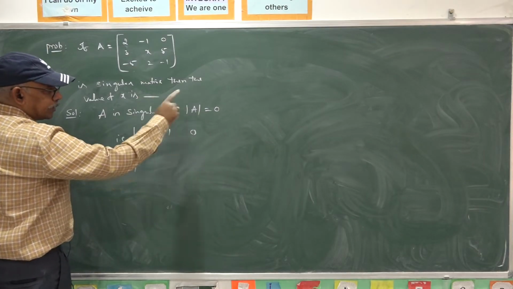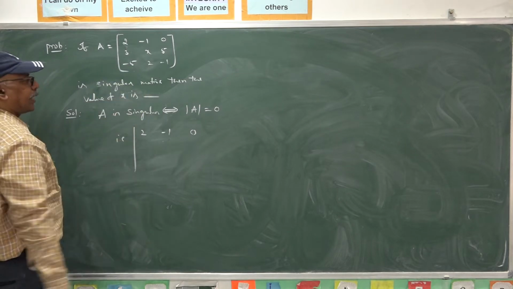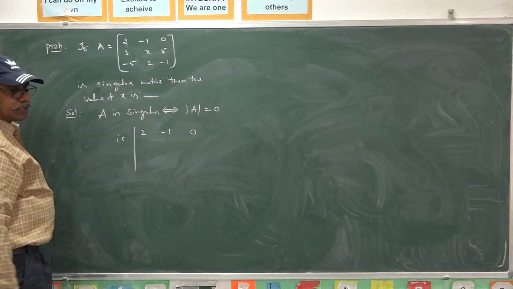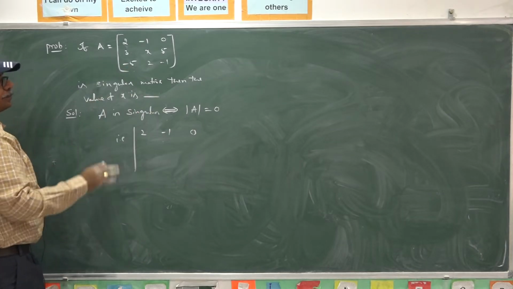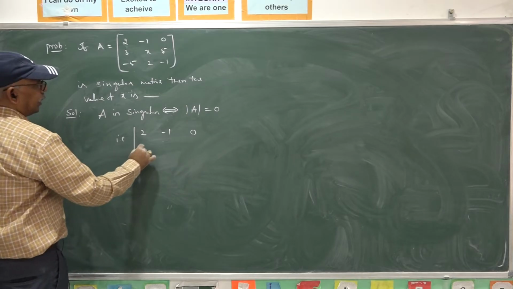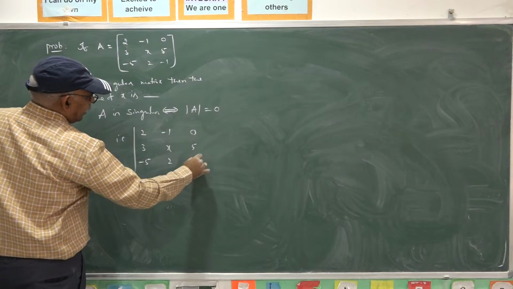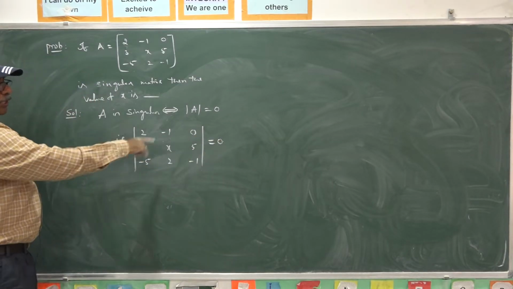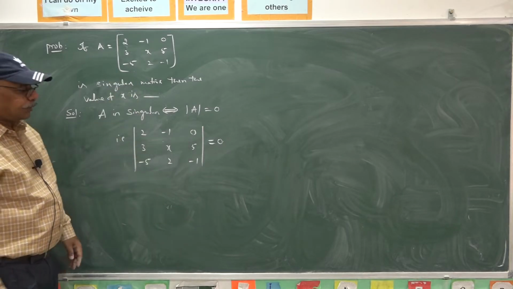The determinant is written in parallel lines, whereas a matrix is written in square brackets. A matrix is an arrangement, whereas the determinant is a unique value associated with that matrix. That is the difference between determinant and matrix. You can observe that difference. This is the determinant, and the determinant of that matrix is 0.